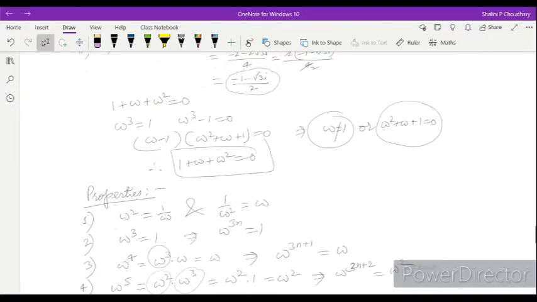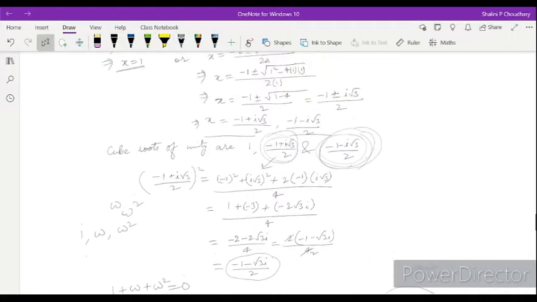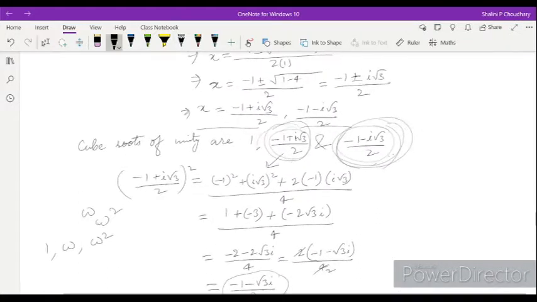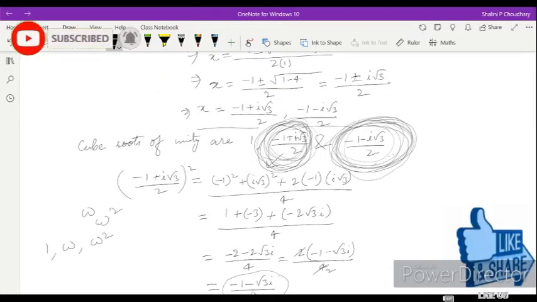One more thing you should always remember: besides 1, there are two other roots, and these two roots are conjugates of each other. Also, squaring one root gives the other root, and squaring the other root gives back the first root. So if we take one as ω, we get the other as ω², and if we take the other as ω, we get the first as ω².